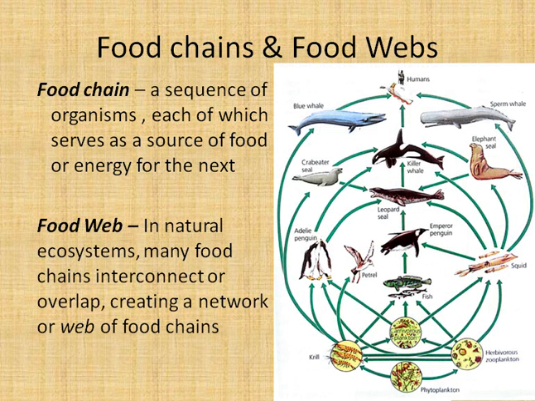Food webs are when, in any natural ecosystem, many food chains interconnect or overlap, creating a network or web of food chains. Our example here is an aquatic ecosystem. You can see humans are at the top, our apex consumers. We've got some whales, some seals, penguins, fish, squid, birds, and then all of these are based down on our zooplankton, carnivorous plankton, and tiny krill. Our only producer in this food web is phytoplankton. It is the source of energy for this entire food web.